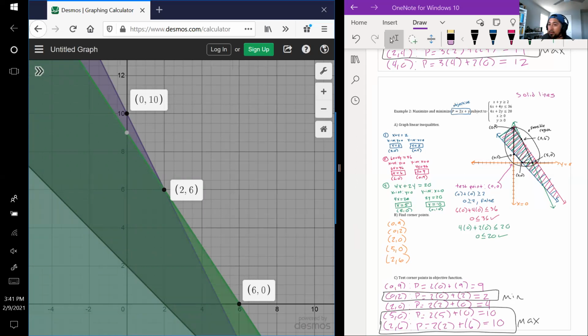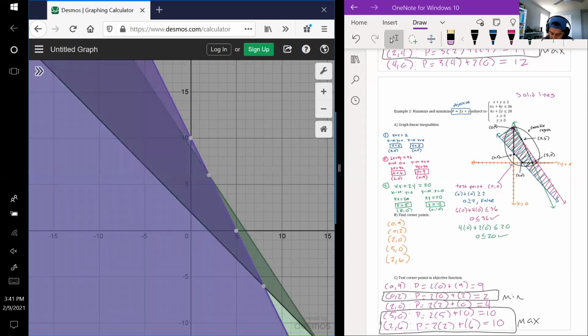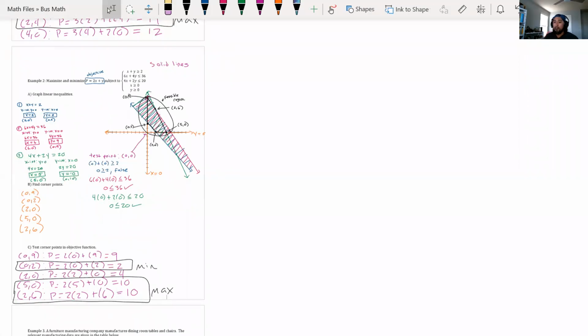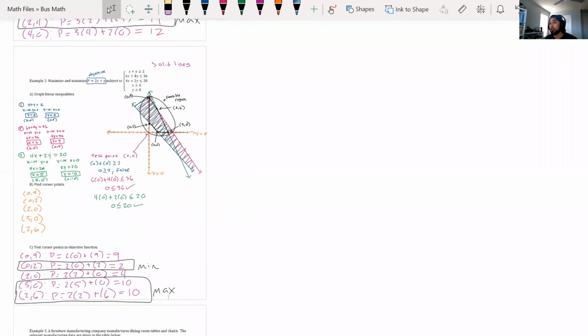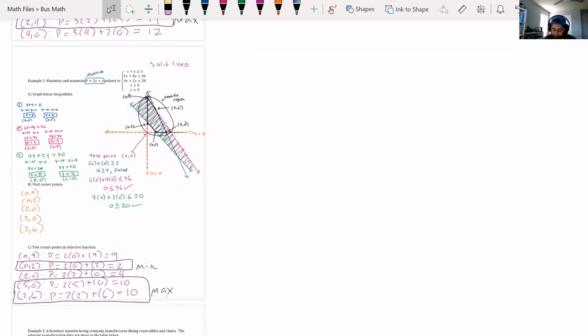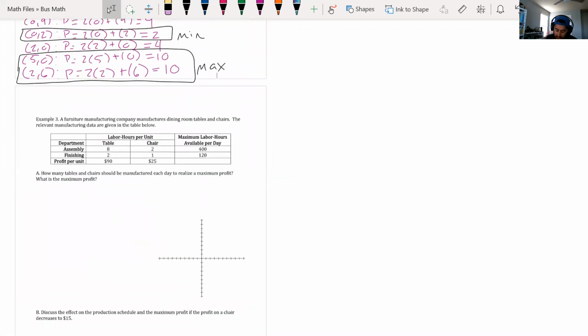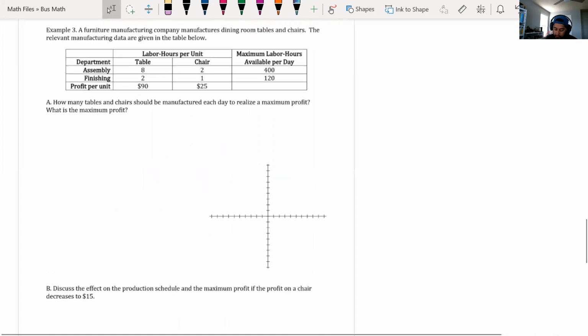Cool. All right, cool. But look at that. Desmos is nice, right? There you go. Just got to know how to work it. Okay. All right. And it looks cooler than mine, but whatever. All right. There's that.